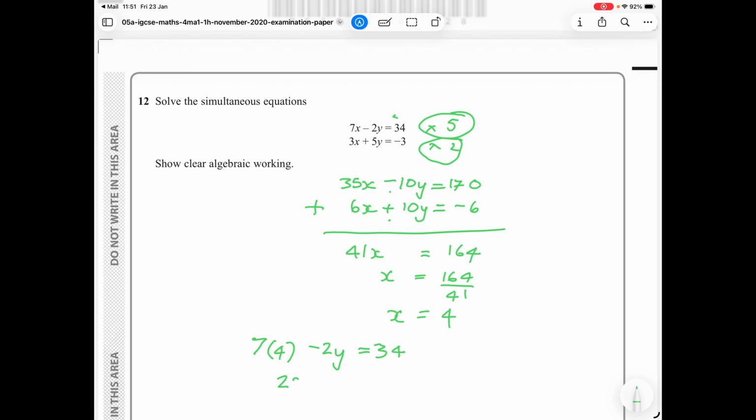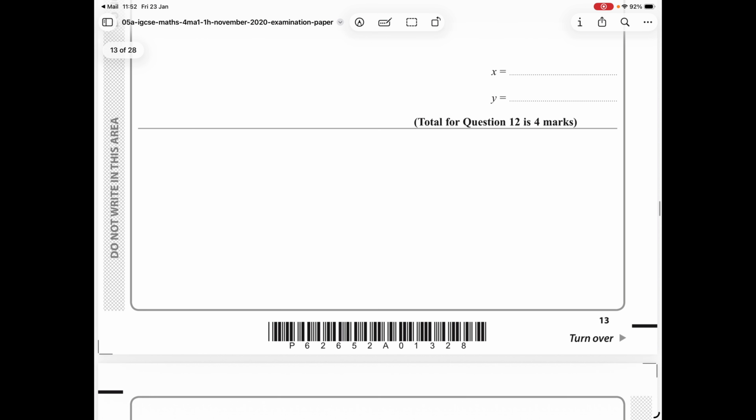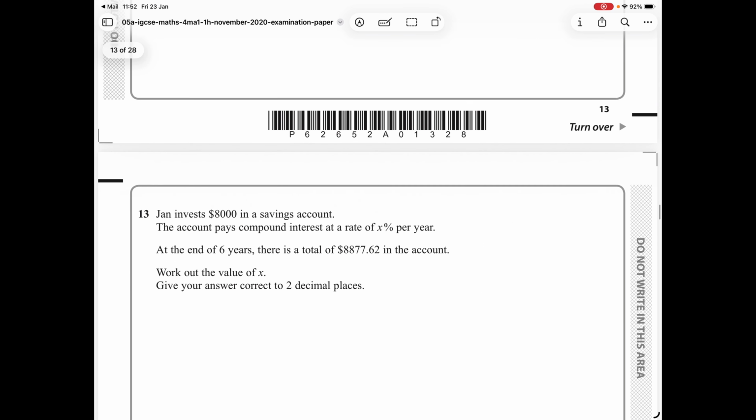Right, now if we pop that back in, 7 times 4 minus 2y equals 34, and then that's 28 minus 2y equals 34. So minus 2y equals 34 minus 28. If we take that off both sides, we get 6. So y equals 6 over minus 2, or minus 3. And that is everything you need to write down for that. Although you could put those in at the end.